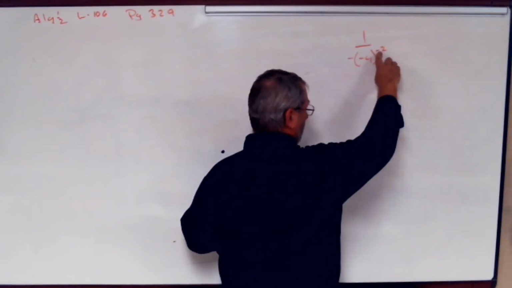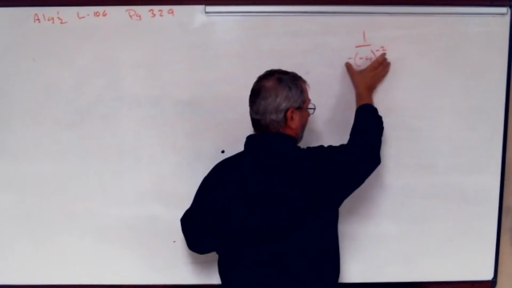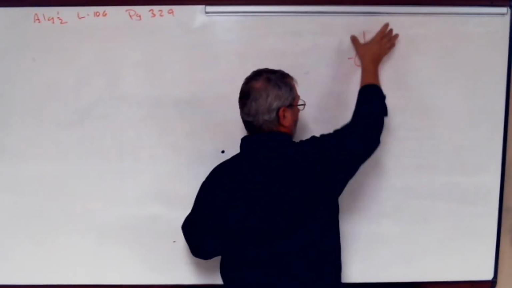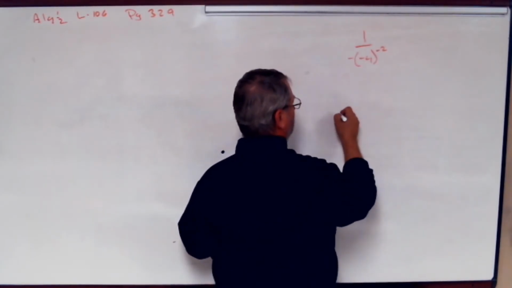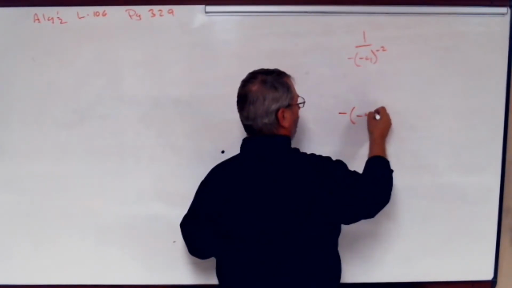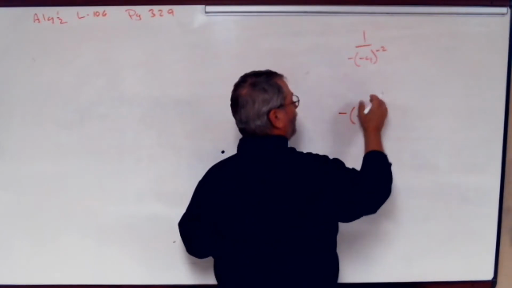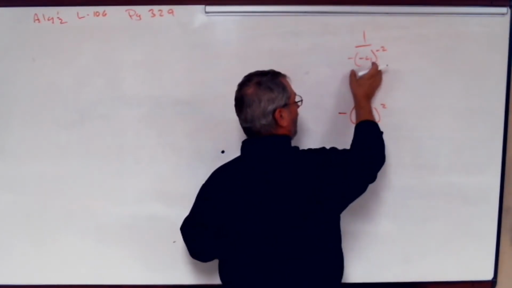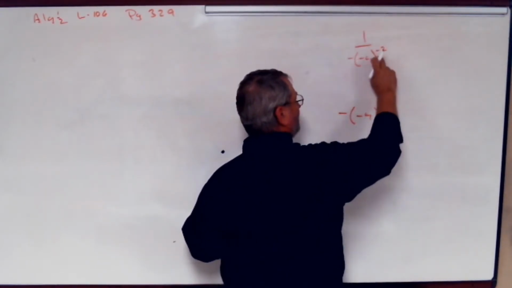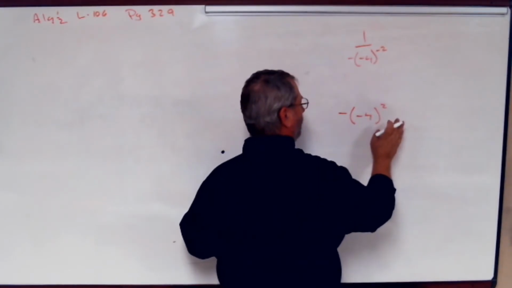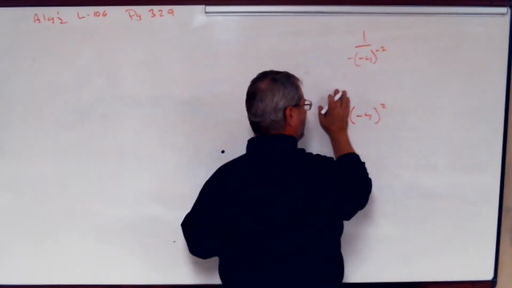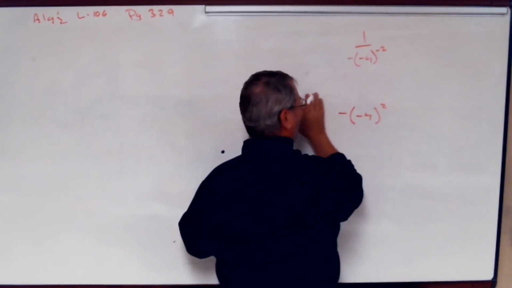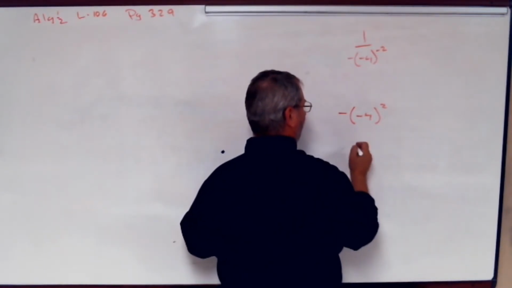To make that exponent positive, I have to take this to the top. Okay, I'm going to take everything up there. Nothing changes. It's minus 4 squared. The only thing that changes is when I take it to the top of my fraction, that exponent becomes positive. Now I can work this thing. I'm going to cover this up. Negative 4 times negative 4 is 16. That makes it negative 16.